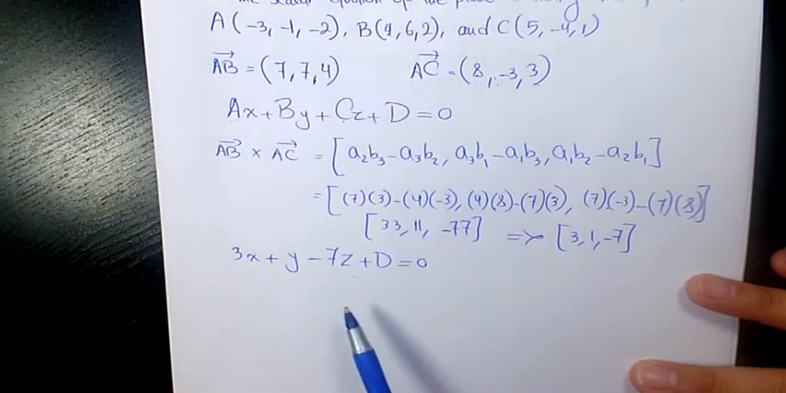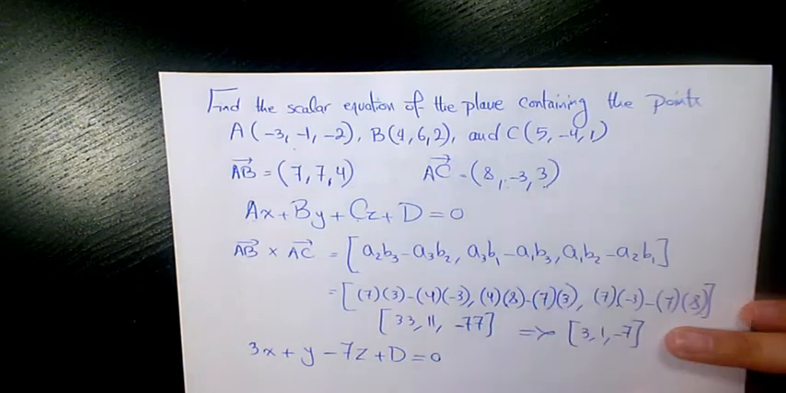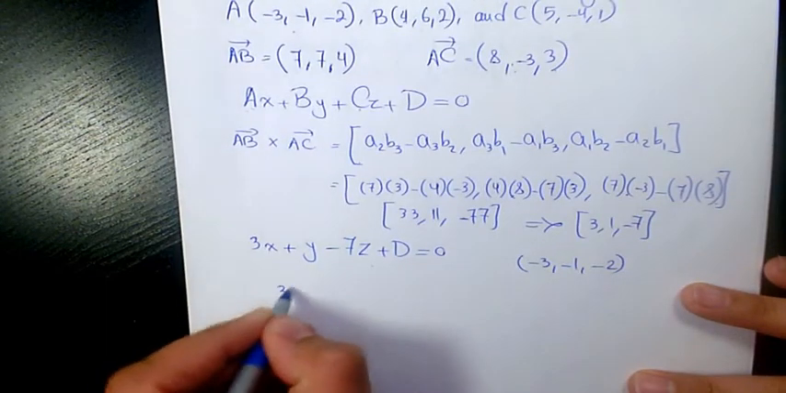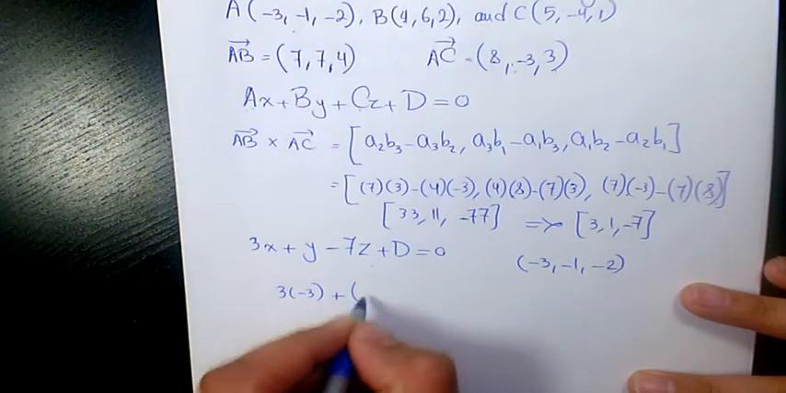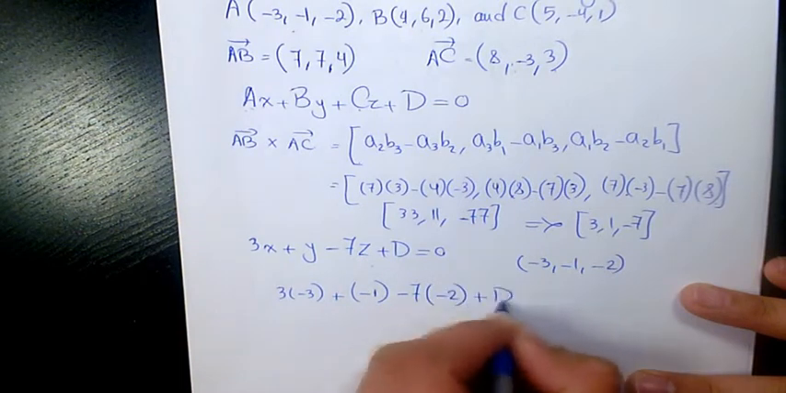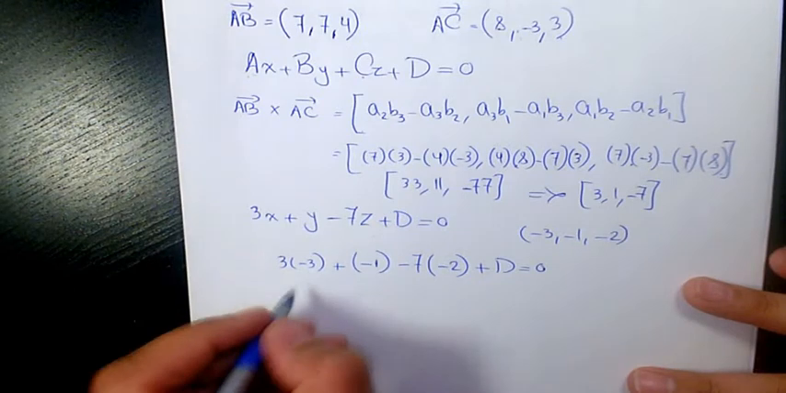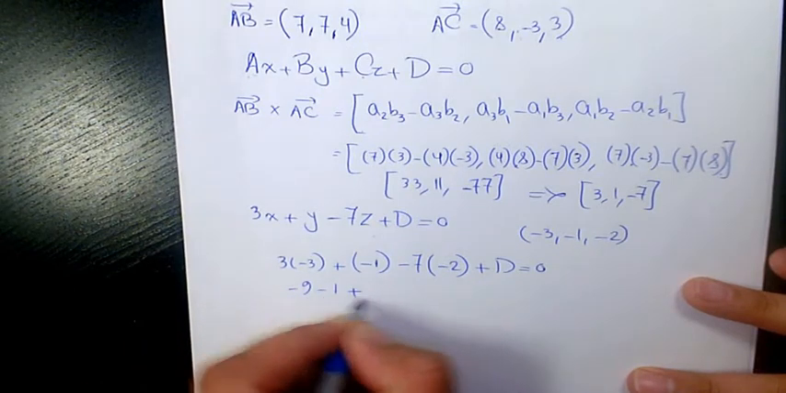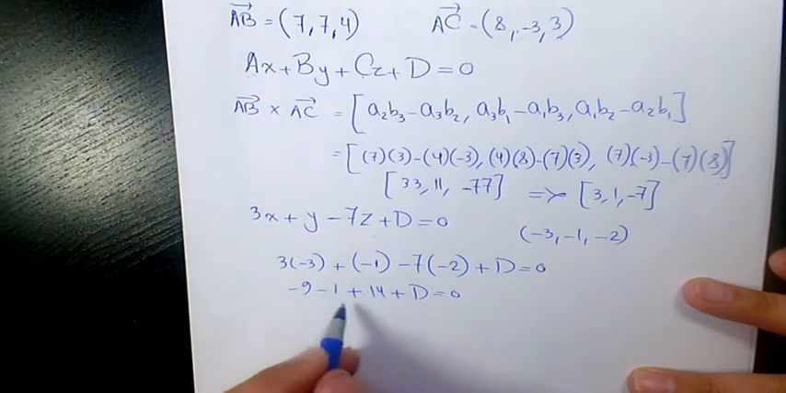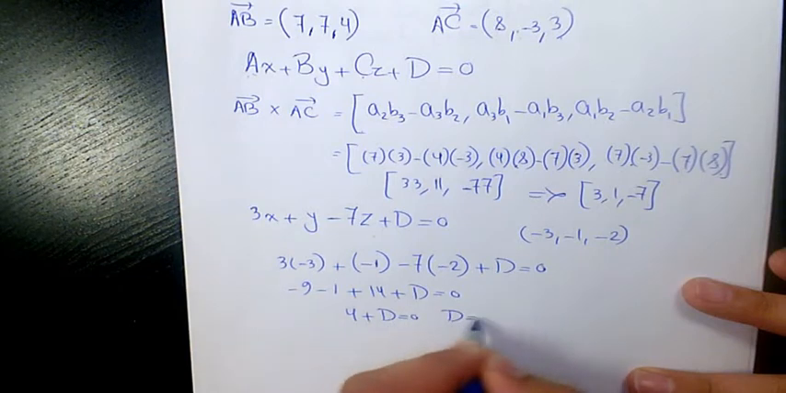Now we need to find out the d value. We can use any of these three numbers to find out d: negative 3, negative 1, and negative 2. Which is going to be 3 times negative 3 plus 1 times negative 1 minus 7 times negative 2 plus d equals 0. So we have negative 9 minus 1 plus 14 plus d equals 0. 14 minus 9 is 5, minus 1 is 4, plus d equals 0. D is negative 4.